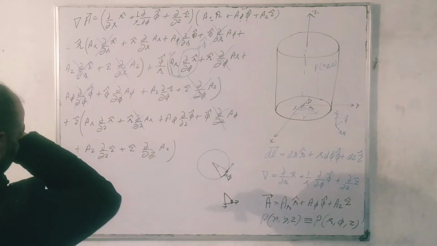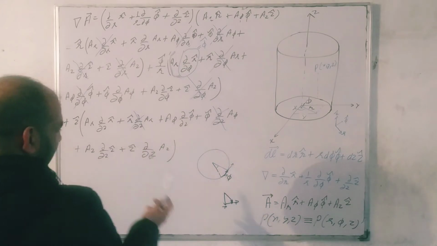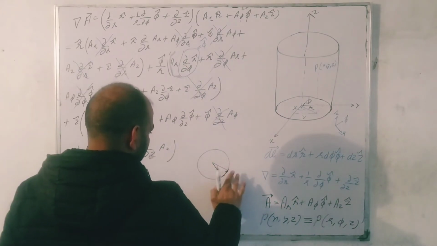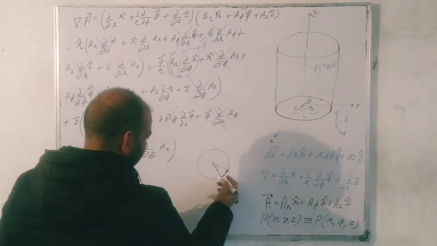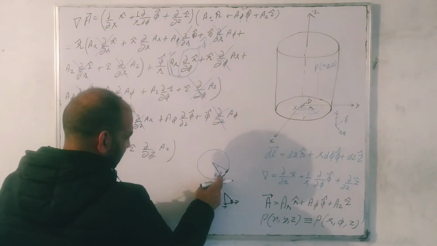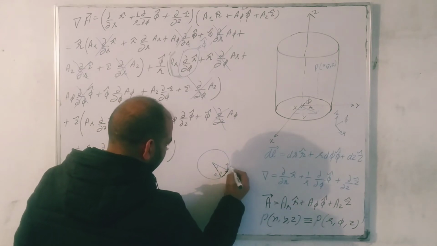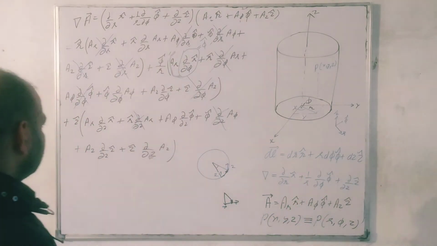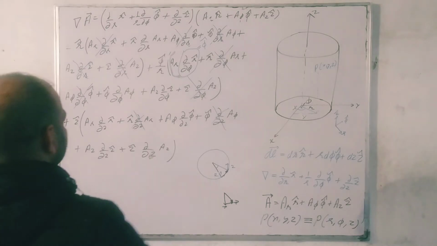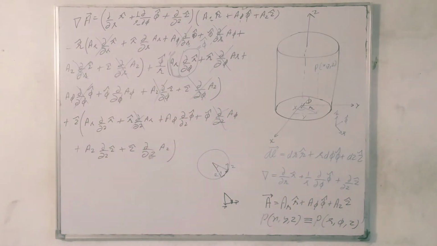Now next is this term, the change in z cap with change in phi. When we are changing here, z cap is in this direction. When we change phi from here to here, z cap will remain in the vertical direction. So it won't change, and this term is also going to be 0.